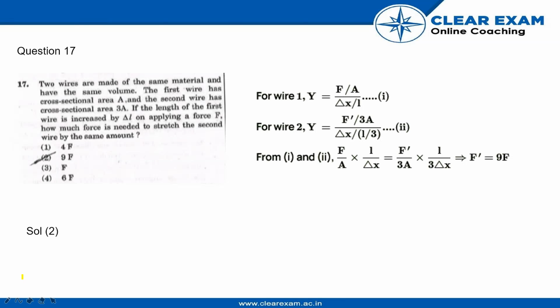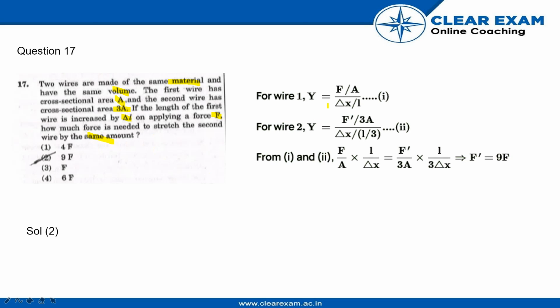NEET 2018 set HH question number 17. Two wires are made of the same material and have the same volume. The first wire has a cross-sectional area of A and the second wire has a cross-sectional area of 3A. If the length of the first wire is increased by delta L on applying a force F, how much force is needed to stretch the second wire by the same amount?